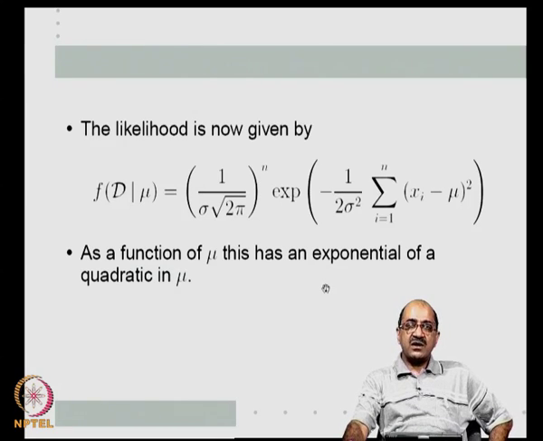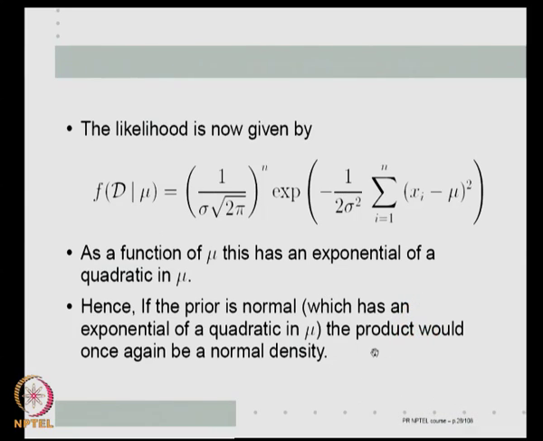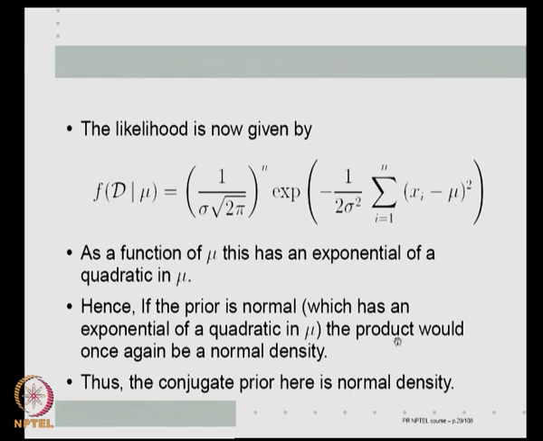What is the density of an exponential of a quadratic in mu? A normal density, right. A normal density is an exponential of a quadratic. So, if the prior density over mu is also normal, then I am multiplying one exponential which has a quadratic in mu with another exponential that is a quadratic in mu. Inside the exponents things get added up, so I once again get an exponential of a quadratic in mu, and that means my product would also be a normal density. Which means for this problem, that is, estimating the mean of a one dimensional Gaussian with variance known, the conjugate prior is a normal density.